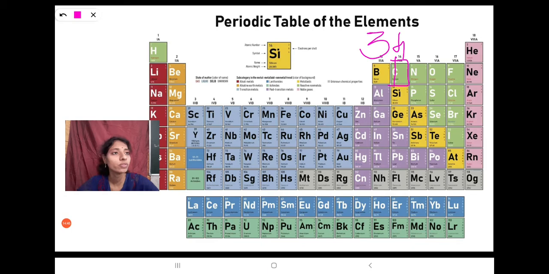And next come to 5th A group. The valency of these elements is 5, and next 6th A group has 6 valency, 7th A group 7 valency, and 8th A group the valency is 8. So here the 8th A group elements have 8 valence electrons. There is no need to share, lose or gain electrons. So we can say these 8A group elements are stable in nature.